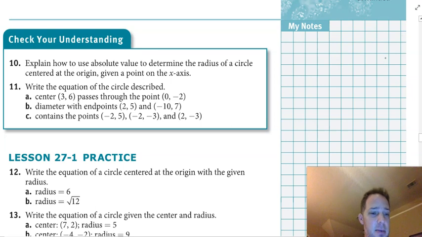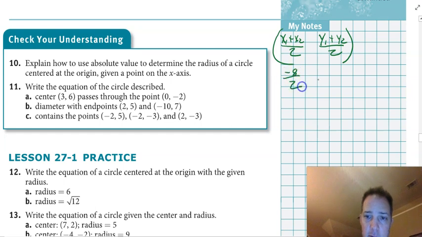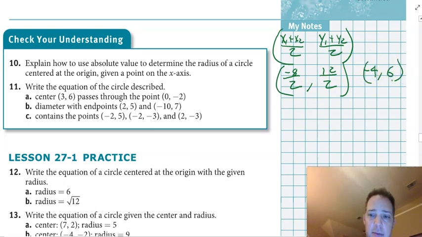All right, so it has a diameter with endpoints, and it gives us the endpoints. To write the equation, we need to know the center and the radius. So the first thing we need to do is find the midpoint of the diameter to find the center. First step, use the midpoint formula. We get 2 plus -10 is -8, over 2. And 5 plus 7 is 12, over 2. So we get -4 and 6 as our center. So the center is at -4, 6.